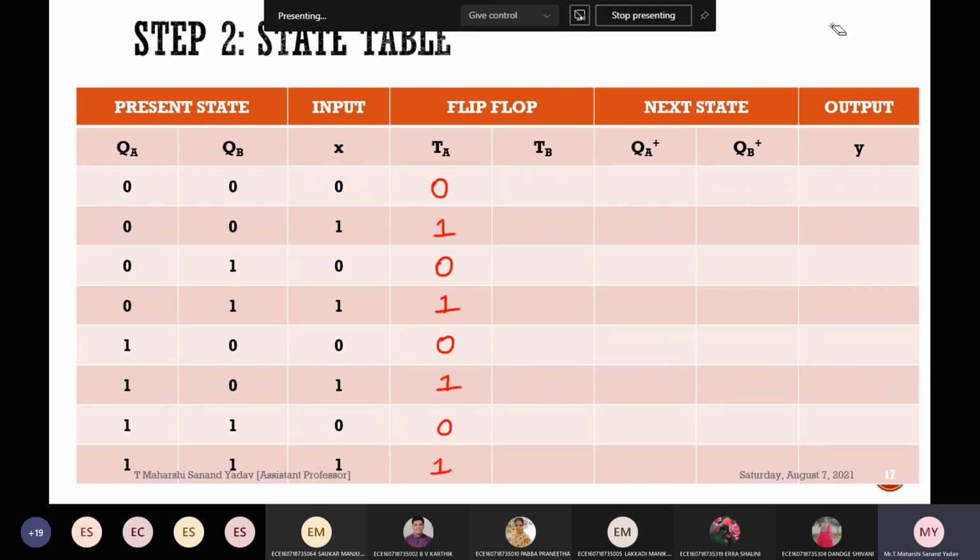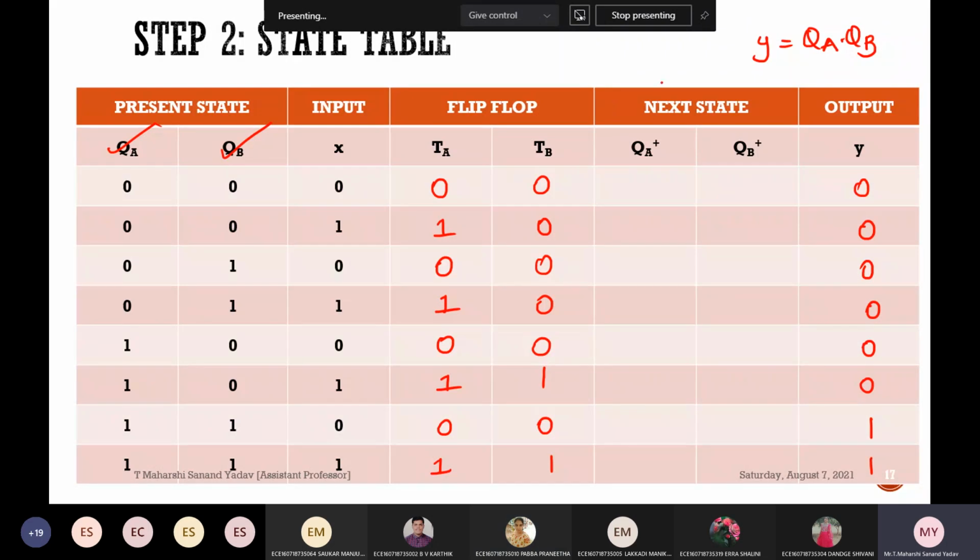Next, answer for TB, what is the answer? X into QA. 0, 0, 0, 0, 0, 1, 0, 1. Right. Next, similarly tell me for output y is equal to QA dot QB. Simply multiply QA and QB and tell me the answers. 0 0 0 0 0 0 1 1. Right. Now this is very important.